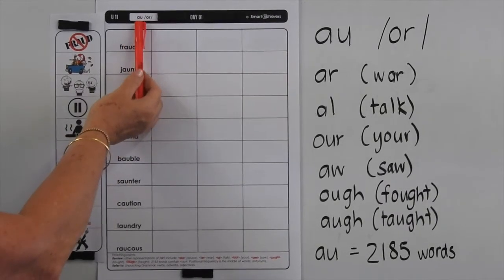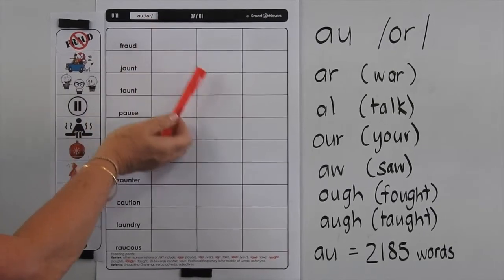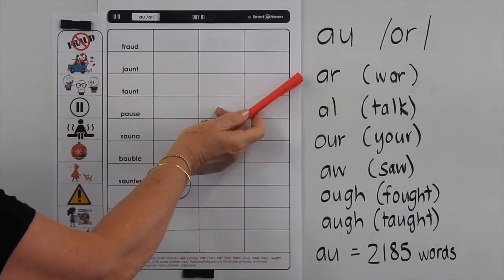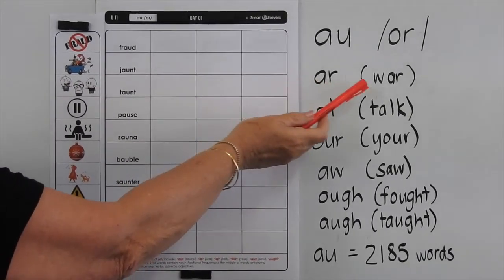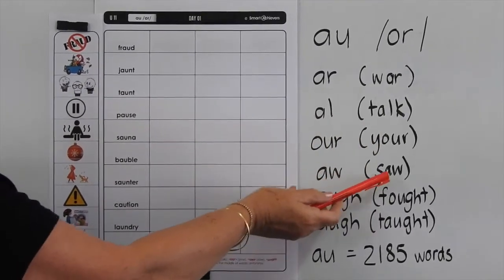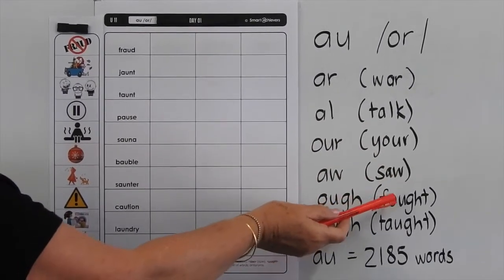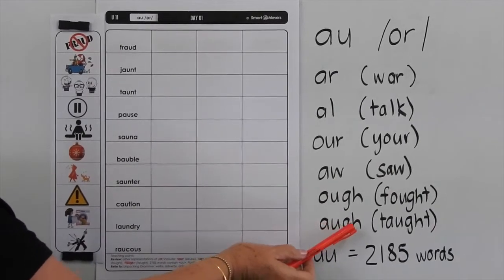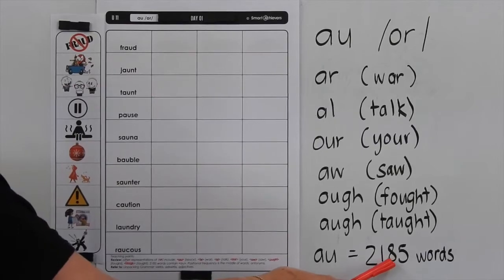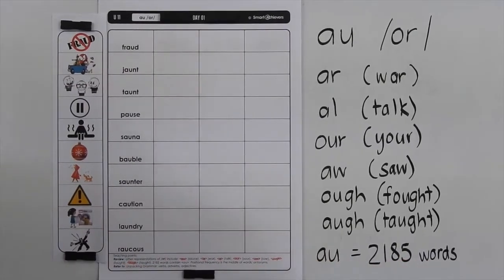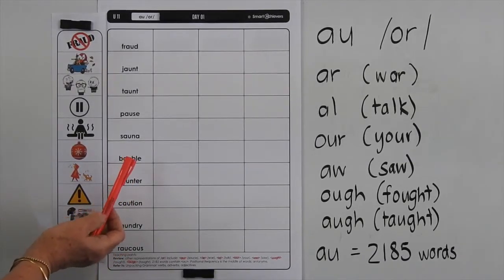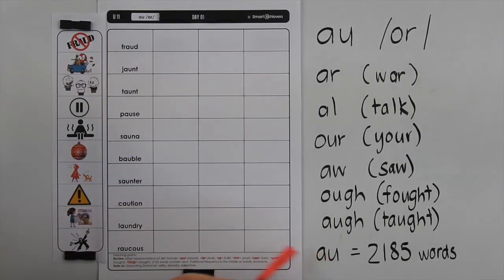On this page we're revising the AU for the OR sound, but there are 11 different ways of writing the OR sound, and I've listed some of them here. So you've got AR as in war, AL as in taught, OUR as in your, AW as in saw, OUGH as in fought, AUGH as in taught. Now AU, there are 2,185 words in the English language that we commonly use that have the AU for the OR sound in them.